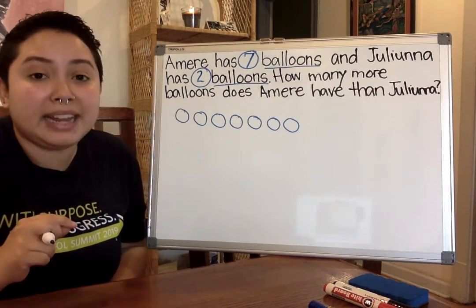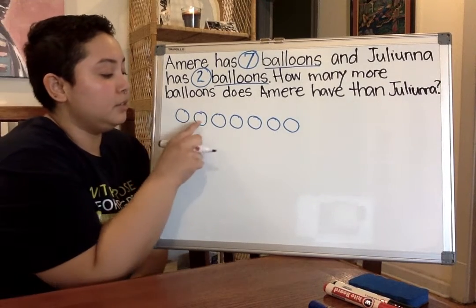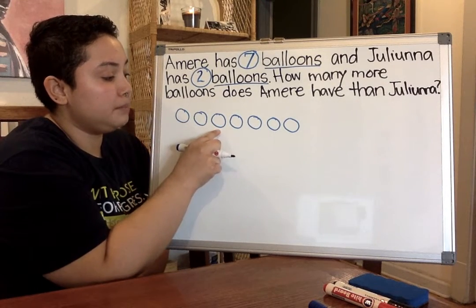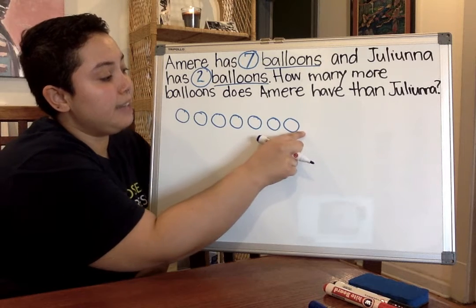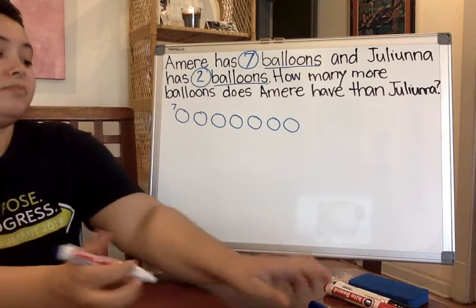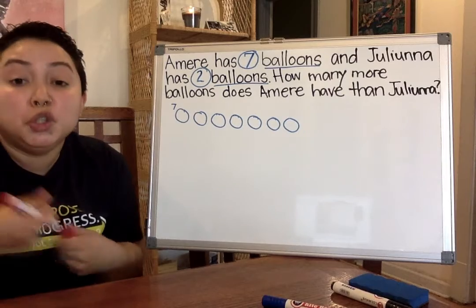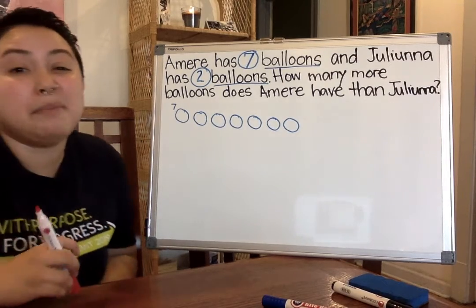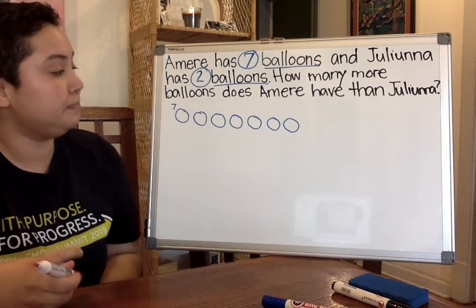I want to go back and count again to make sure that I drew the right number. 1, 2, 3, 4, 5, 6, 7. So that's Amir's 7 balloons. Now, I know that Juliana has 2 balloons. Go ahead and make your 2 balloons on your paper if you're following along.